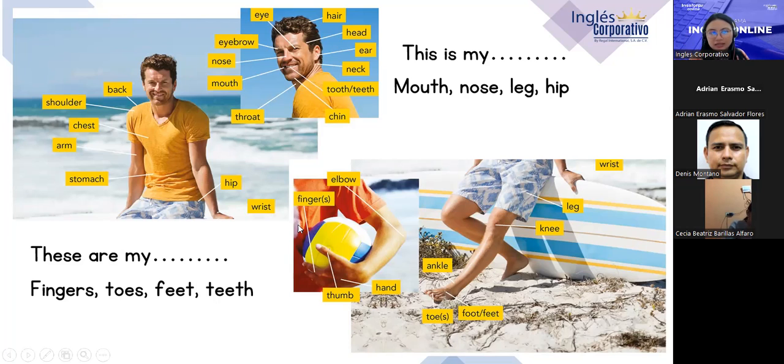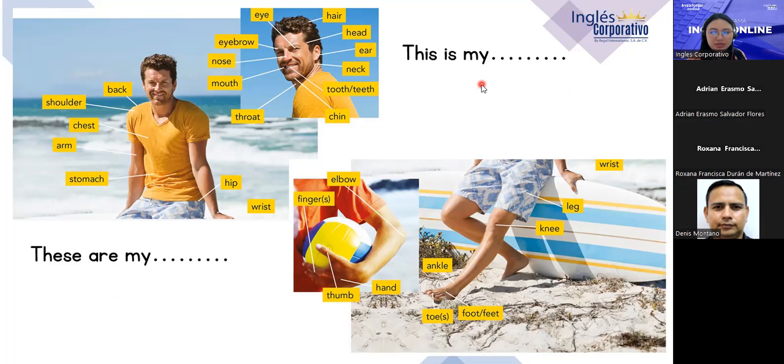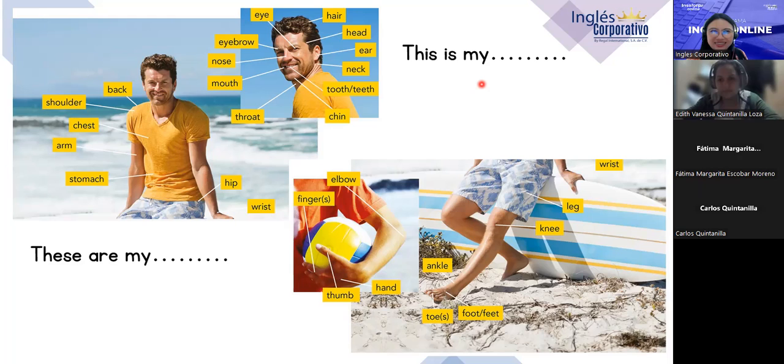How about you, class? Who wants to give me at least 5 examples? Let's start with singular. Go, class. Cualquiera de la clase. Singular. This is my hair. Yes, Roxana. My hair. This is my nose. This is my mouth. This is my back. Back, okay. This is my waist. This is my neck.